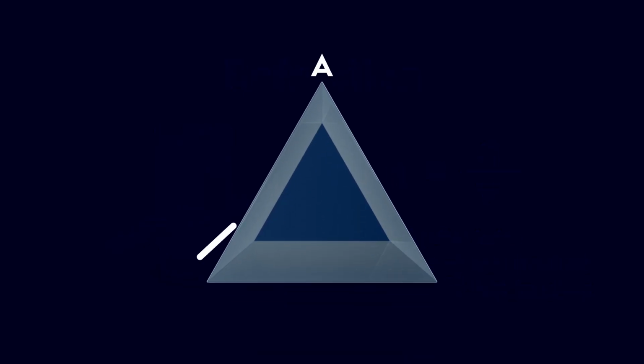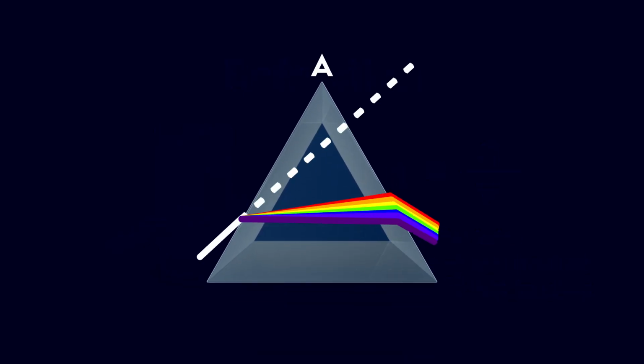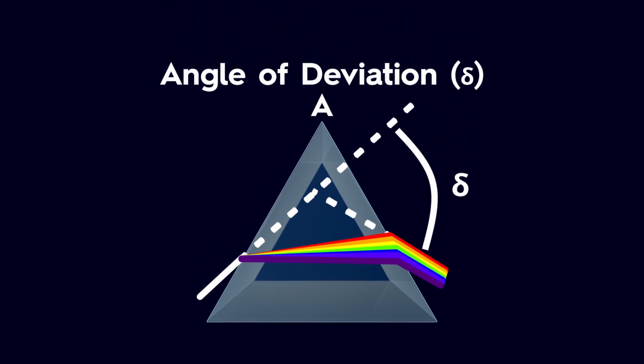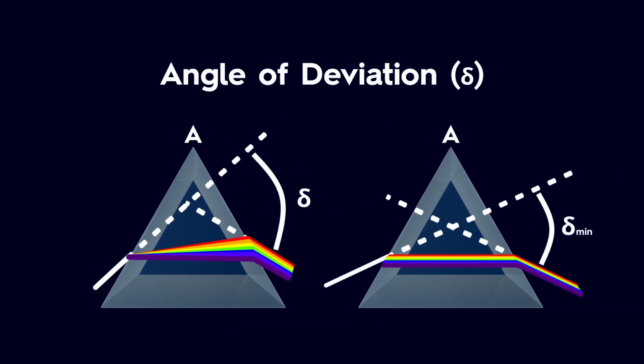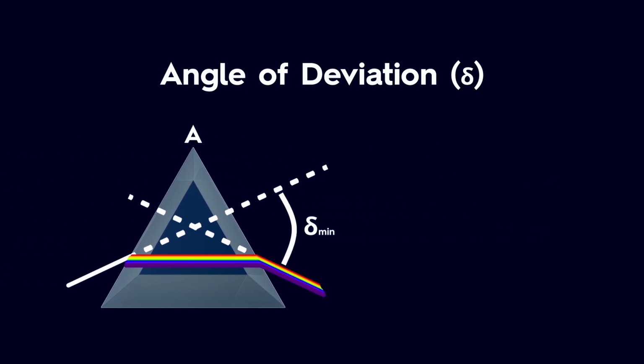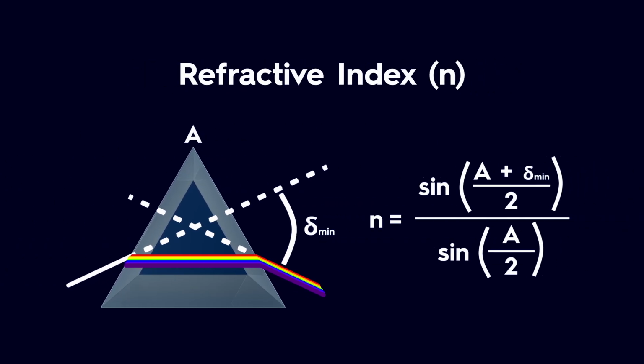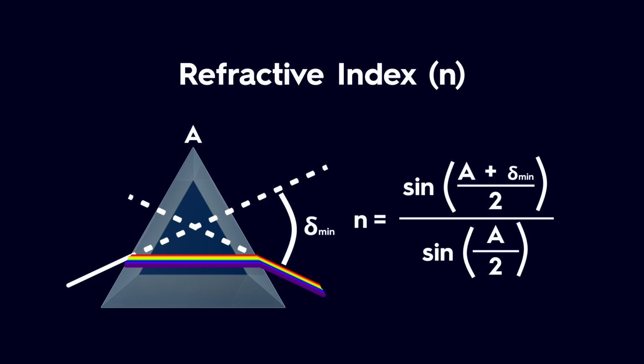Next, let's connect this to prisms and deviation. Through a prism, the total bend is the angle of deviation, the angle between the incoming and outgoing rays. The deviation is smallest when the internal path is symmetric. In that minimum case, the refractive index equals sine of (A plus delta minimum over 2) divided by sine of A over 2.